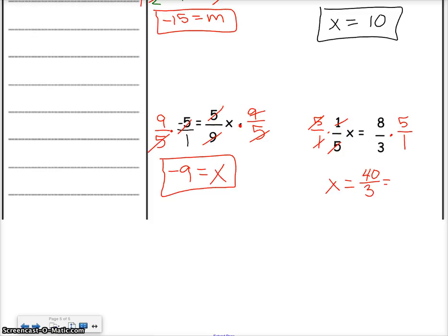And then turn it into a mixed number. 3 goes into 40, 13 times, 1 remains, 3 as the denominator. And that's your learning target for today.